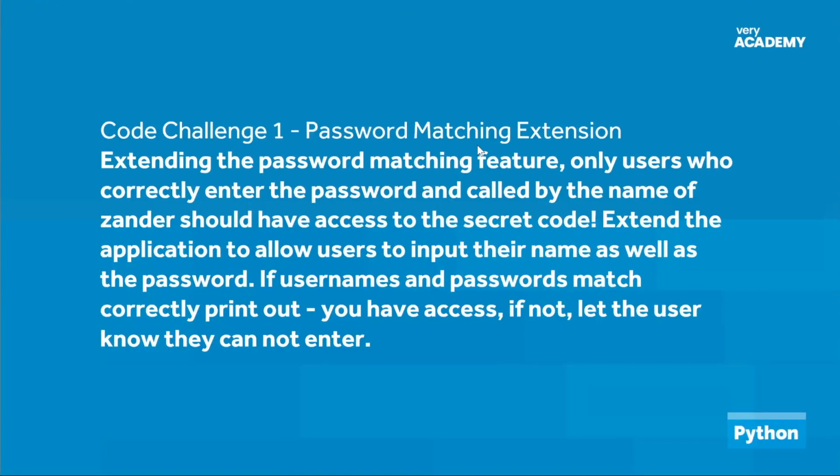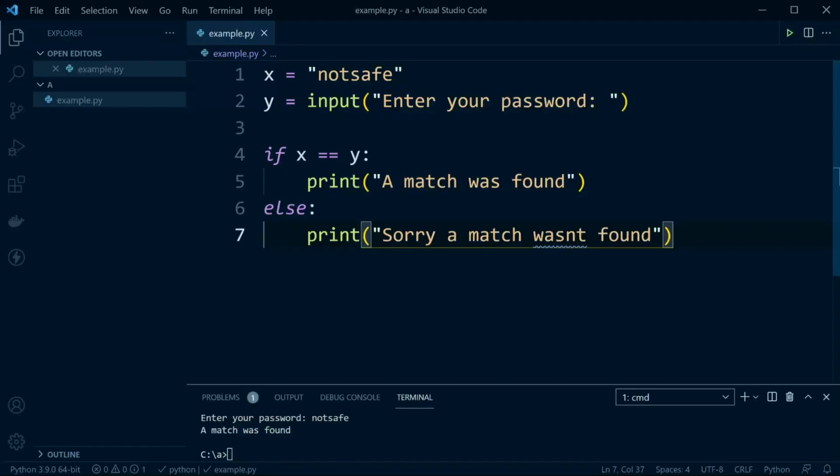So let's have a look at this extension activity for challenge one. Extending the password matching feature, only users who correctly enter the password and are called by the name of Xander should have access to the secret code. So we need to extend the application to take in two inputs, their password and their username, and basically we're going to match them. If they match true, we're going to perform an action. If they don't match, we're going to let them know they can't enter. So let's go ahead now and extend this.